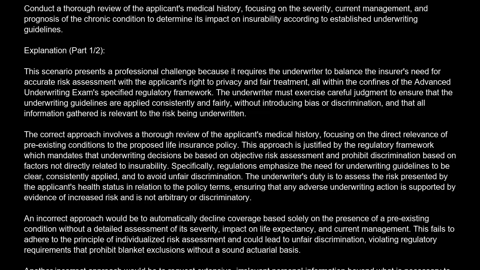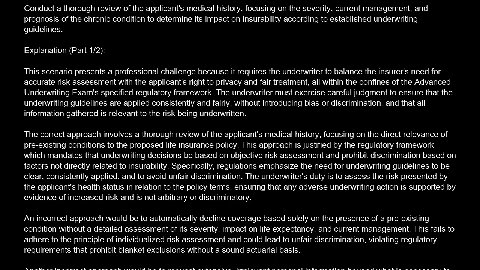The correct answer is A. Conduct a thorough review of the applicant's medical history, focusing on the severity, current management, and prognosis of the chronic condition to determine its impact on insurability according to established underwriting guidelines.